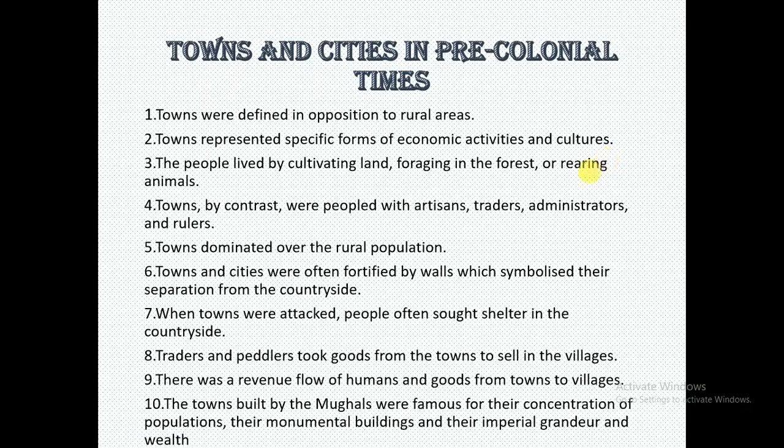Towns dominated over the rural population, and towns and cities were often fortified by walls which symbolized separation from the countryside. When towns were attacked, the people often sought shelter in the countryside, and the traders and peddlers took goods from the town to sell in new villages to increase their customers and to create different types of markets, right? So there were flows of people and goods between the town and villages, and the towns built by the Mughals were famous for their concentration of population, their monumental buildings and their imperial grandeur and wealth.